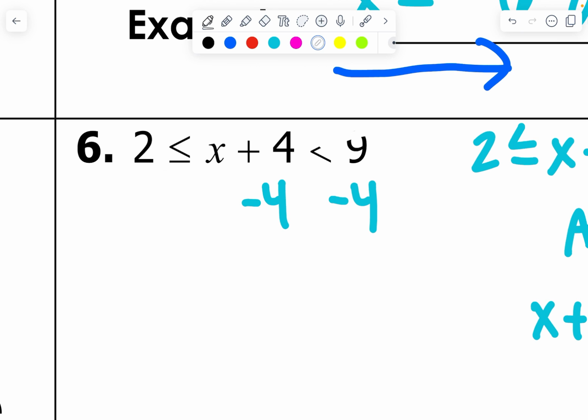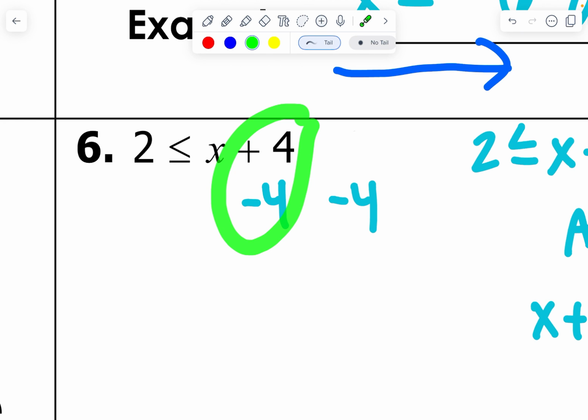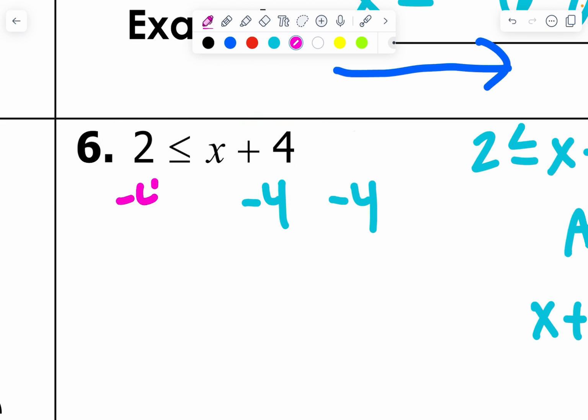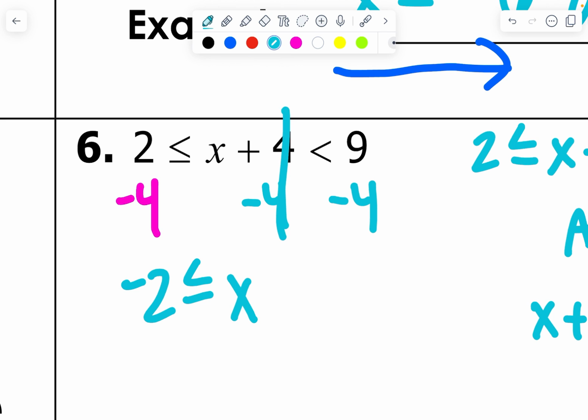Similarly though, if I'm just thinking about that inequality, I would still do the same thing. I would still be subtracting 4, but I also need to subtract it over here. I'm going to show you that with another color just so we can keep track. So my first step is the same. You're just doing it in an additional location. Okay, so that's going to leave me with -2 is less than or equal to x, this is gone, is less than 5. What this is saying is x is between -2 and 5.